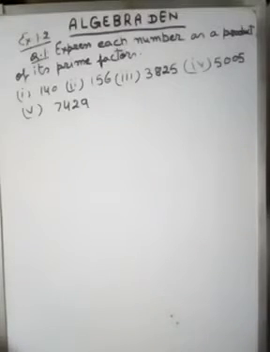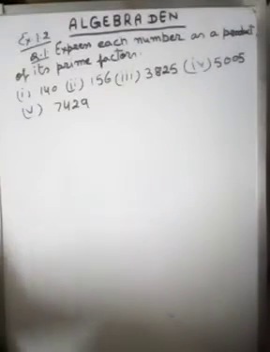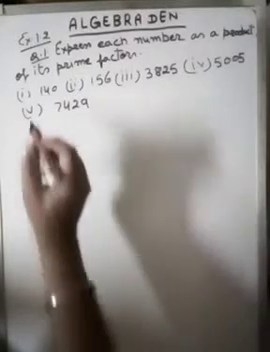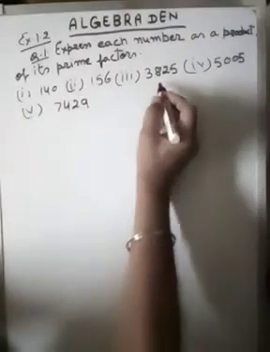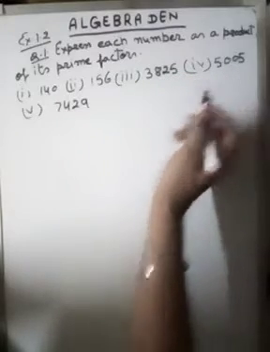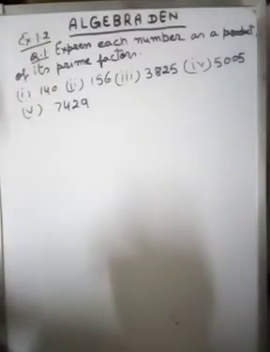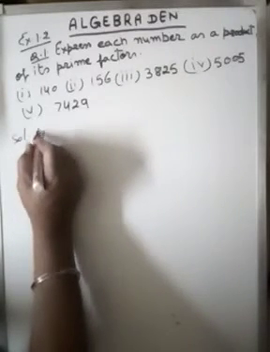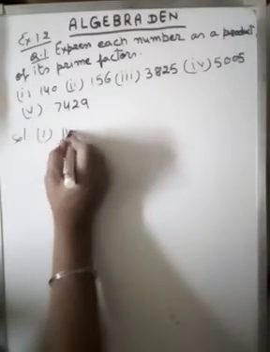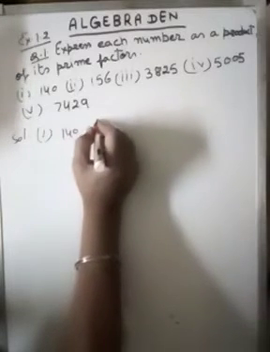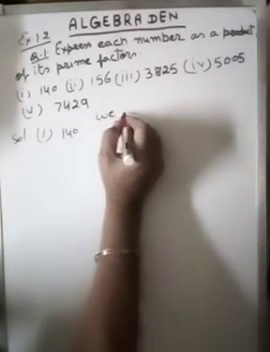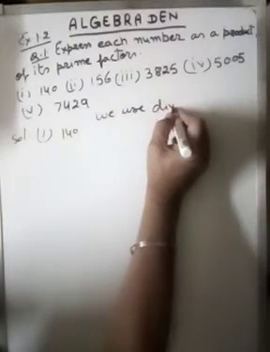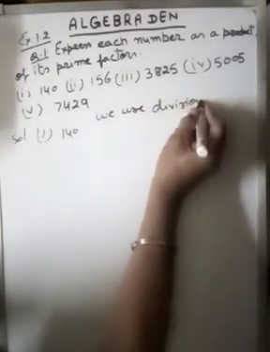The question is: express each number as a product of its prime factors. The numbers are 140, 156, 3825, 5005 and 7429. Solving them one by one, first we take 140 and we use the division method to solve them.